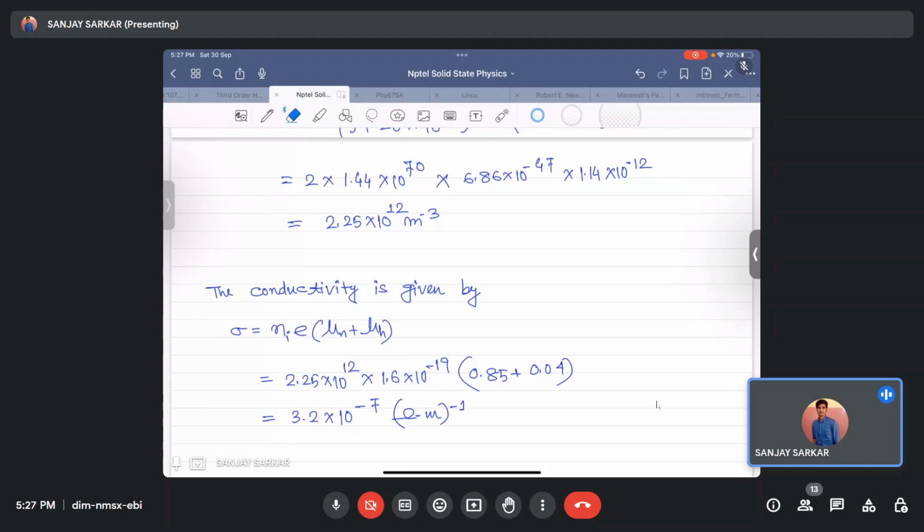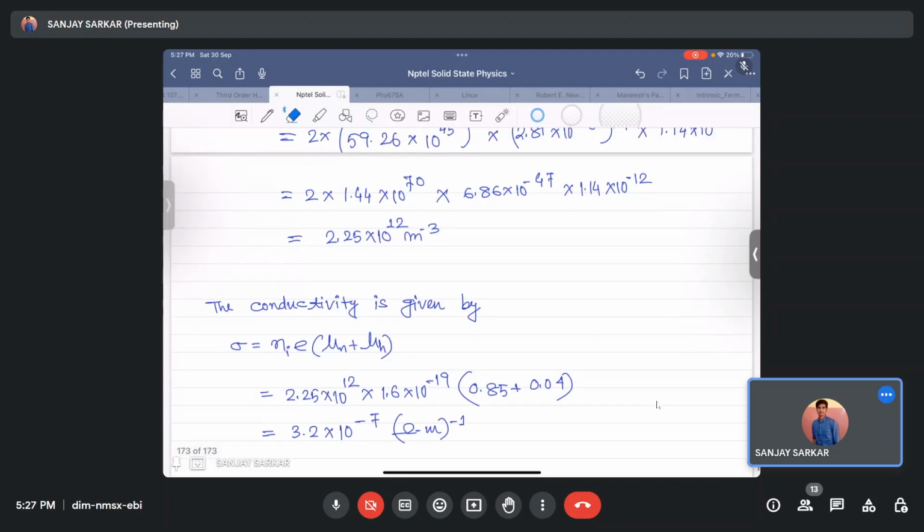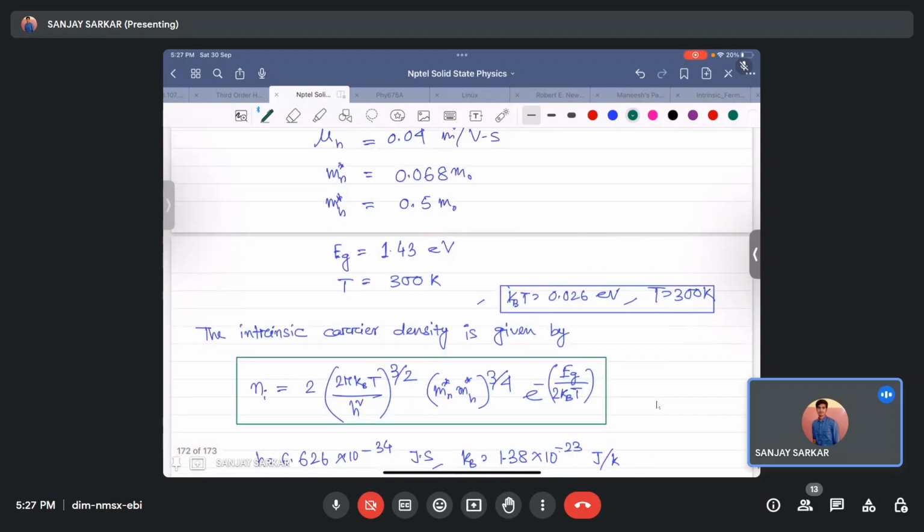So you need to remember these formulas because this will be used in the next problems also, and those problems you will be solving by yourself first. So this is one formula, there is this formula.